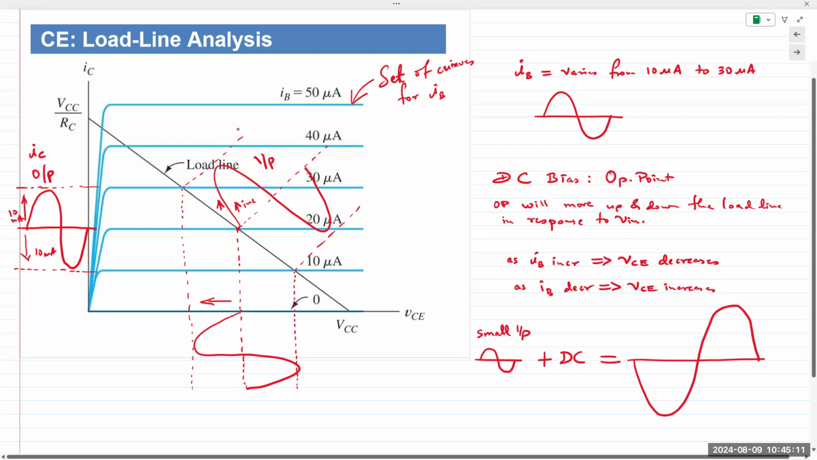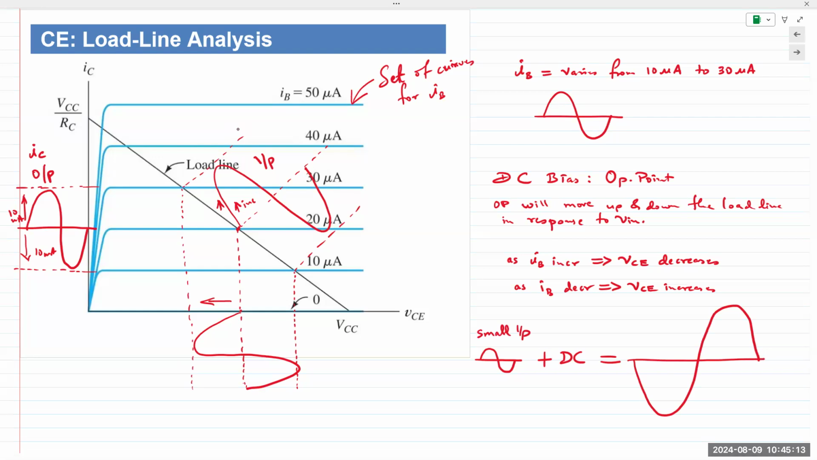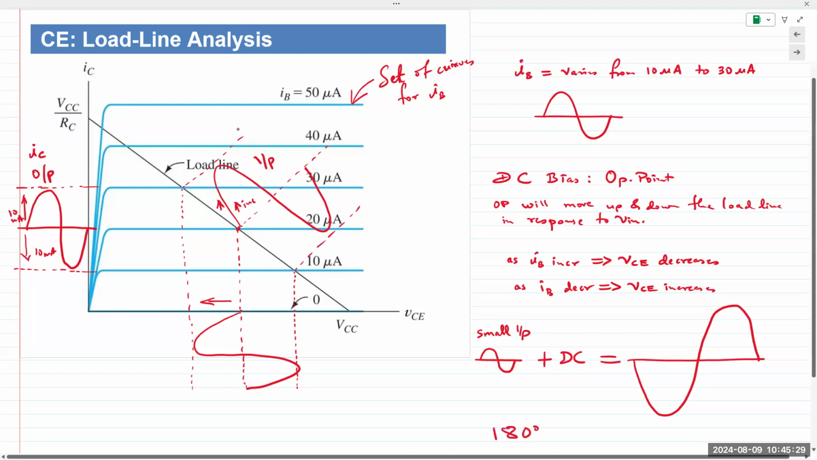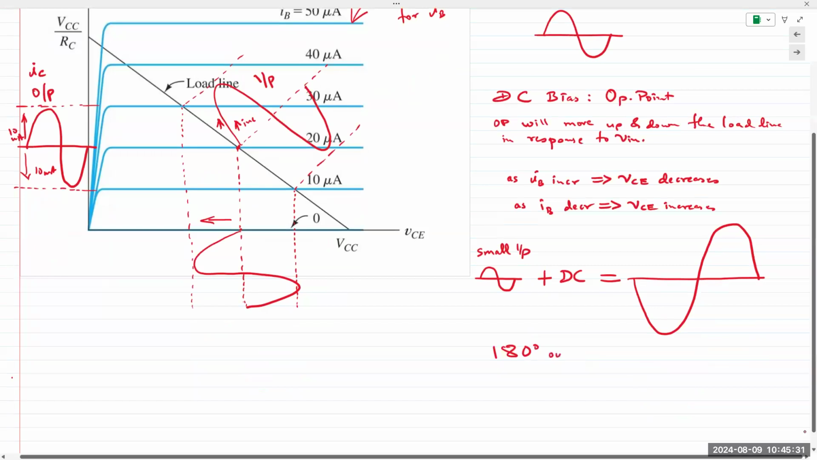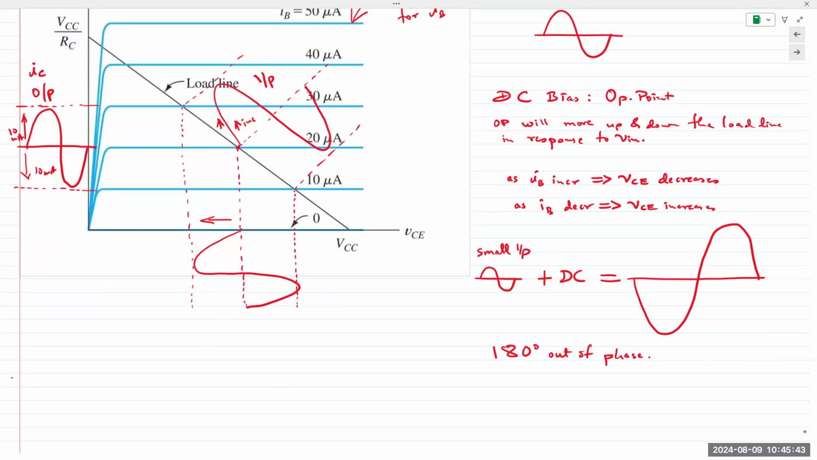But what is the amplified output? What is the relationship? From EE201, V of t is Vm sine of omega t plus theta, the phase shift. So the waveform at the output is 180 degrees out of phase. It is inverted.